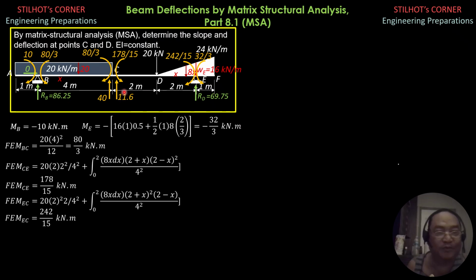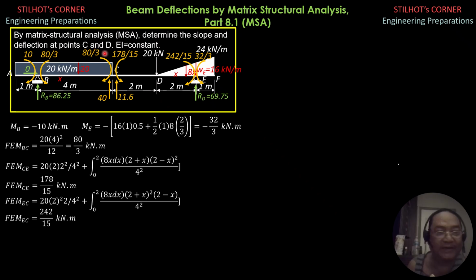Then if you consider CE, for the reaction, you sum up moment about E: reaction force times 4 plus 242 over 15 equals 20 times 2 plus 1 half of 2 times 16 times 2/3 plus 178 over 15. You will get 11.6. So at C, the downward load would be opposite to this, 40 plus 11.6, which is 51.6 kilonewtons.